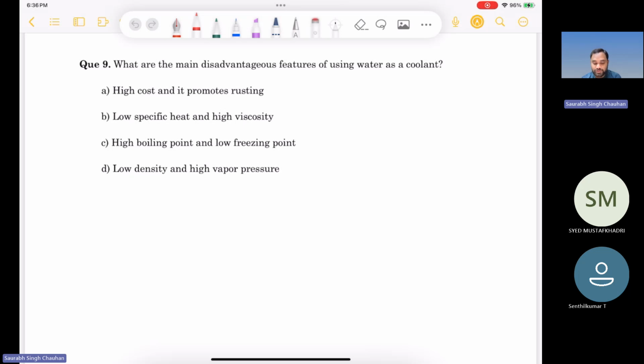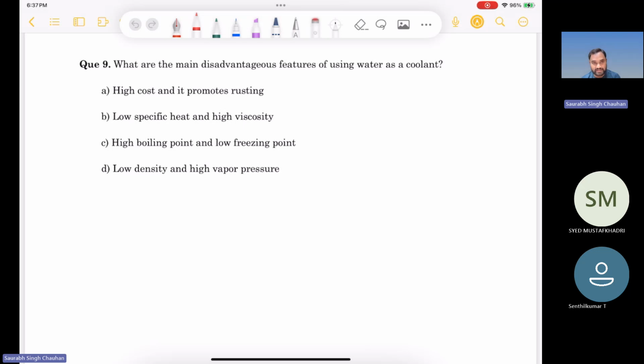So option A, high cost and it promotes rusting. Option B, low specific heat and high viscosity. Option C, high boiling point and low freezing point. Option D, low density and high vapor pressure. Let us see all these options one by one. High cost and promotes rusting. Yes, it is correct. It promotes rusting. And high cost, well, you should use good water, so of course that will have higher cost, and there will be certain additional infrastructure as well, right? Pump and all.